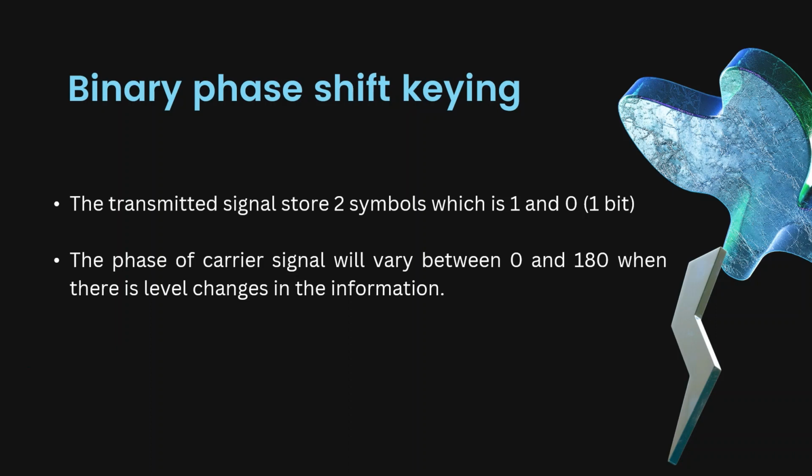The first one is binary phase shift keying. It transmits a signal that stores two symbols, which are 1 and 0, when it is transmitting 1 bit of digital signal. The phase of the carrier signal will vary between 0 and 180 degrees when there are level changes in the information.